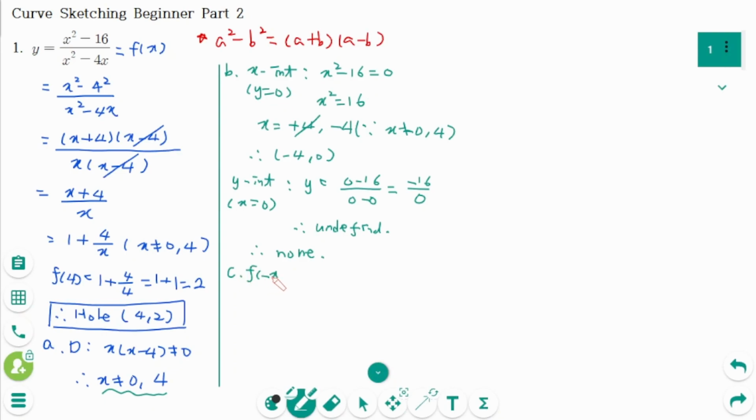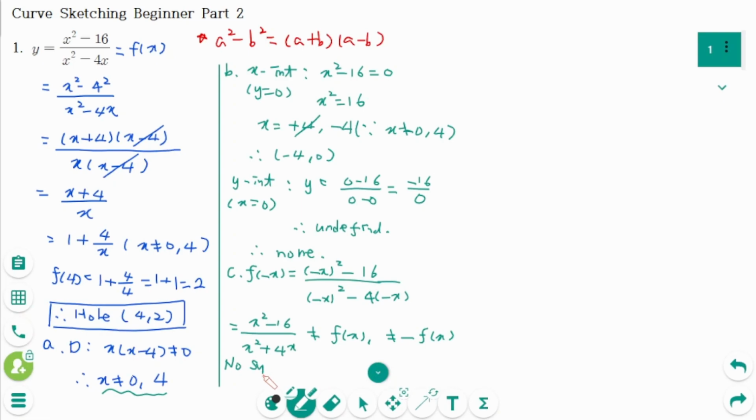Then f of minus x equals minus x squared minus 16 over minus x squared minus 4 minus x. That means x squared minus 16 over x squared plus 4x is not f of x. Also, it's not minus f of x. So, no symmetry, because f is neither an odd function nor an even function.